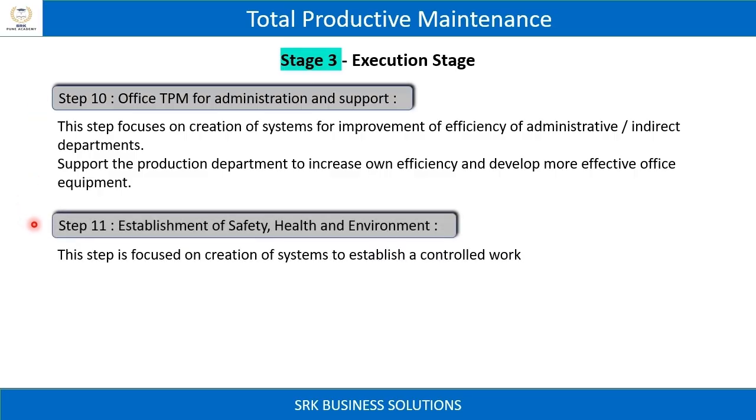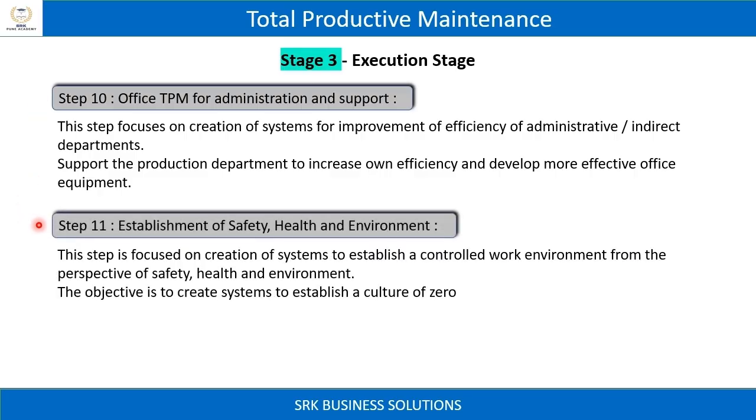Step 11. Establishment of safety, health, and environment. This step is focused on creation of systems to establish a controlled work environment from the perspective of safety, health, and environment. The objective is to create systems to establish a culture of zero accidents and zero pollution cases.